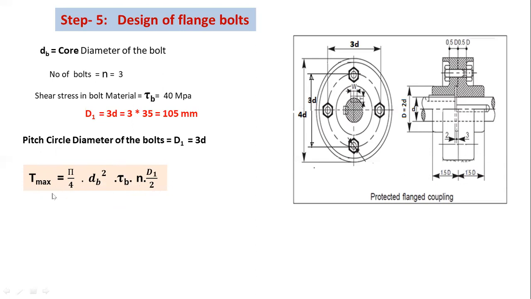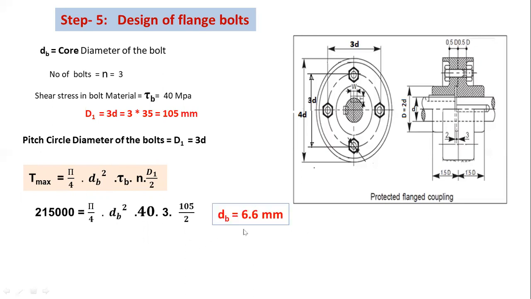In this equation, you have to substitute the value of maximum torque, shear stress induced in the bolt material, number of bolts, and pitch circle diameter of the bolt D1. Okay, after substituting these 4 values, you can get the value of bolt diameter, the core diameter of the bolt. Core diameter of the bolt equals 6.6 mm. Okay, this is the required size of the bolt.